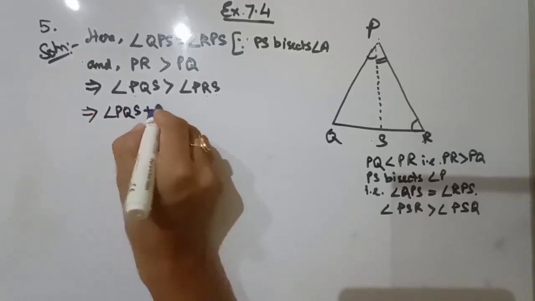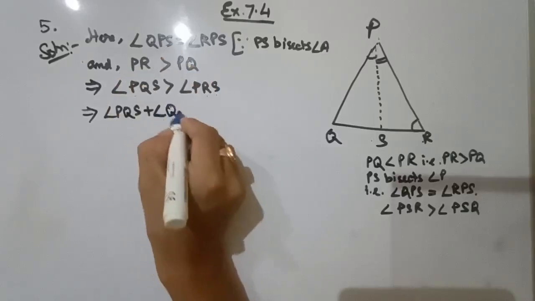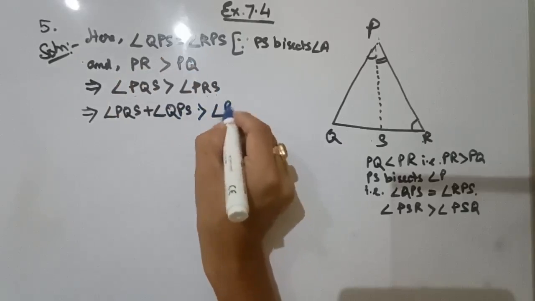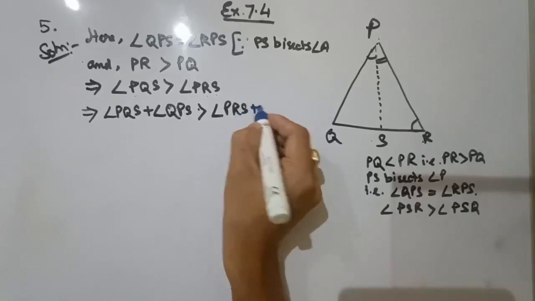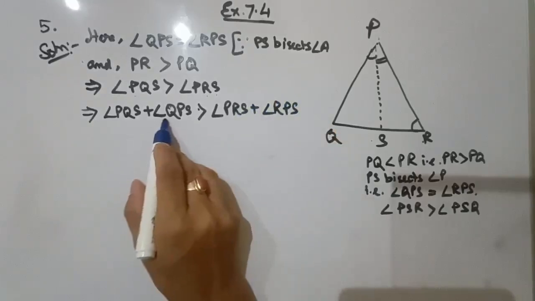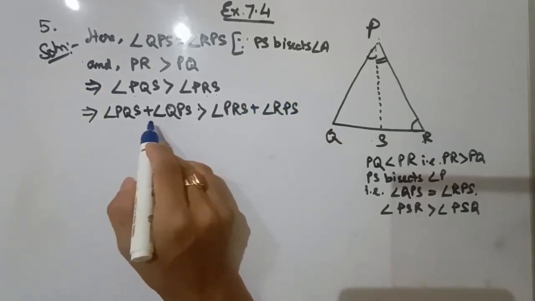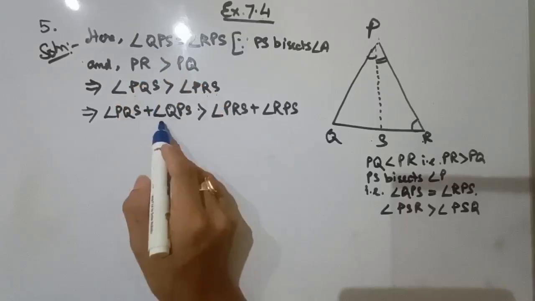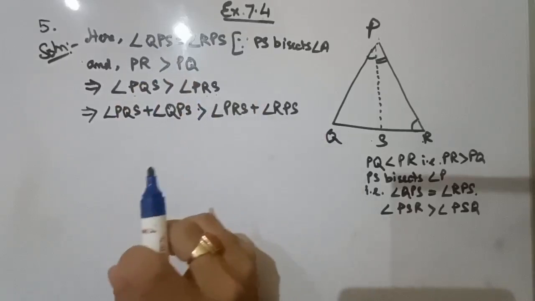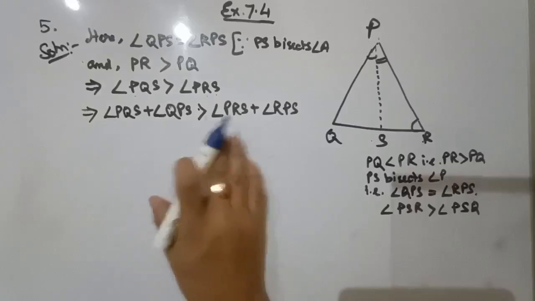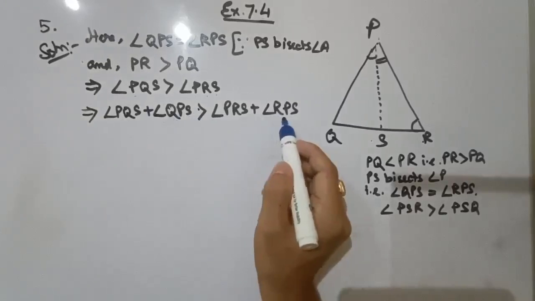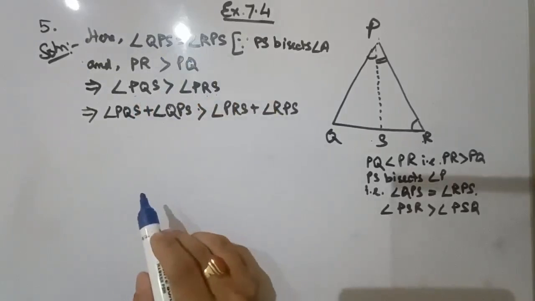Implies angle PQS plus angle QPS is greater than angle PRS plus angle RPS. We are adding angle QPS on the left hand side and angle RPS on the right hand side of this inequality sign. This does not affect the inequality sign. Why? Because angle QPS is equal to angle RPS.